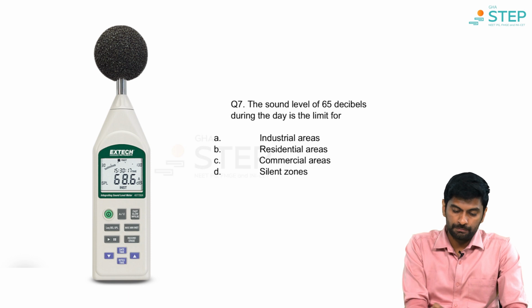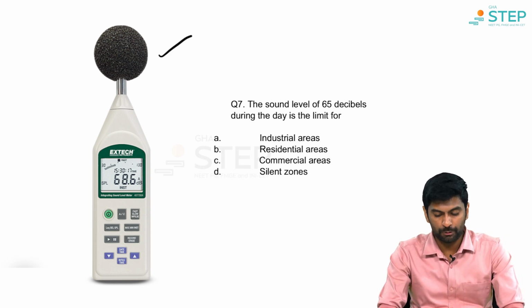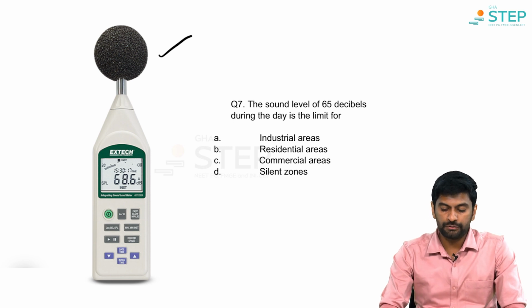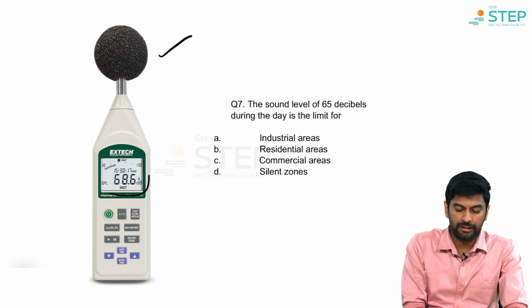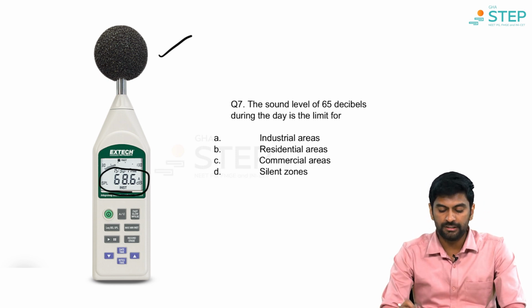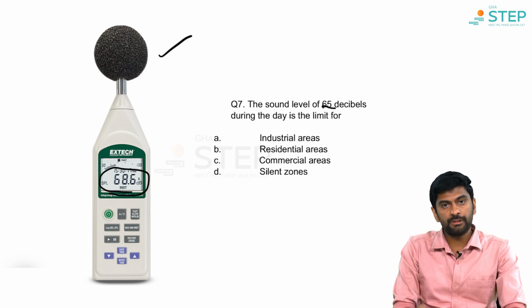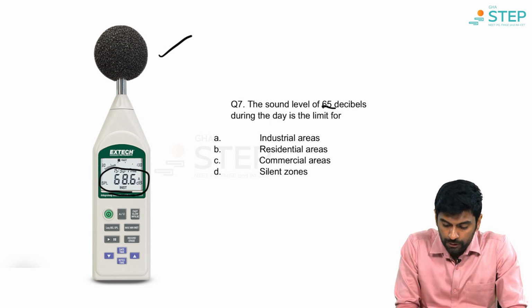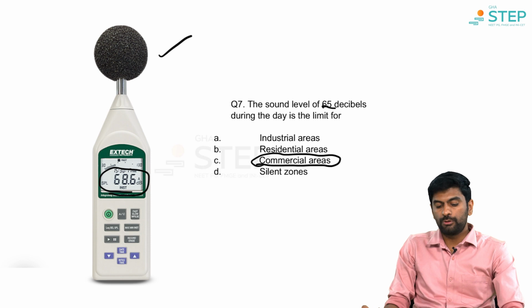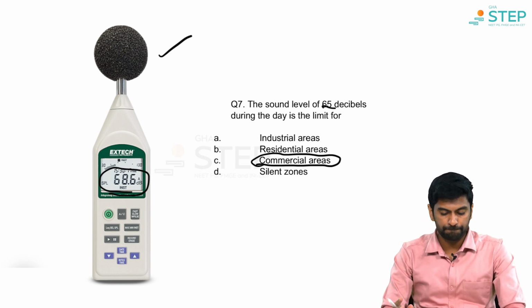Okay, so this is a sound recording device. So the relevant question here is: the sound level of 65 decibels during the day is the limit for. You can see it's a 68 decibel reading here in this. That's why this question has been asked. So either it's in the industrial area, in the residential area, in the commercial area, or in the silent zone. So the answer for this is, during the day it is 65 decibel, during the night it's 55 decibel for commercial areas. So the answer is commercial areas of 65 decibel sound limit during the day.